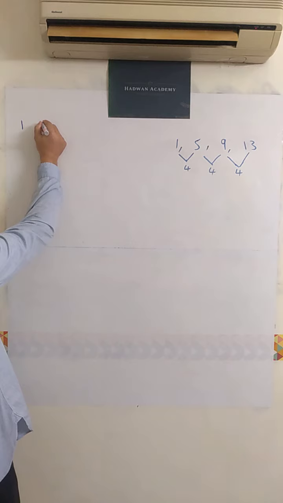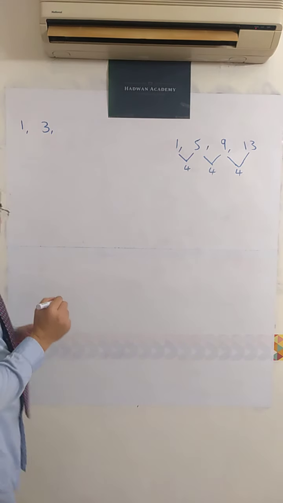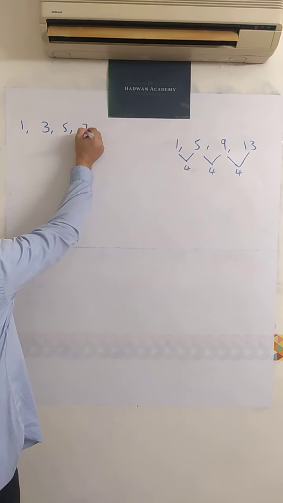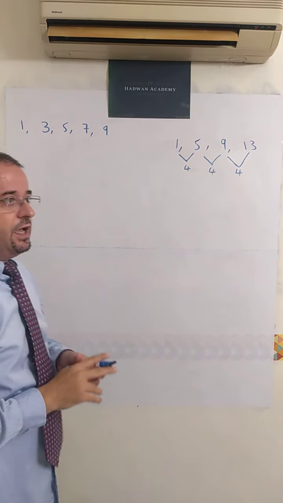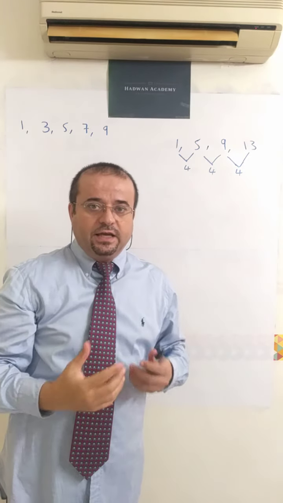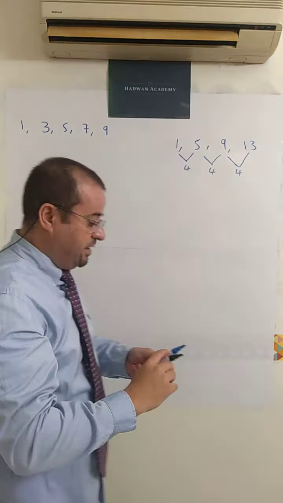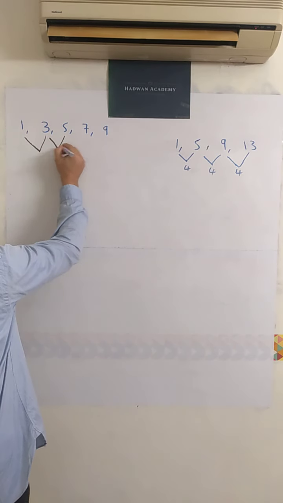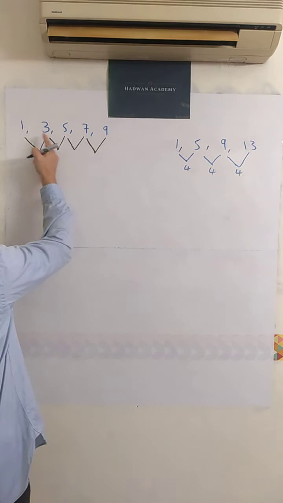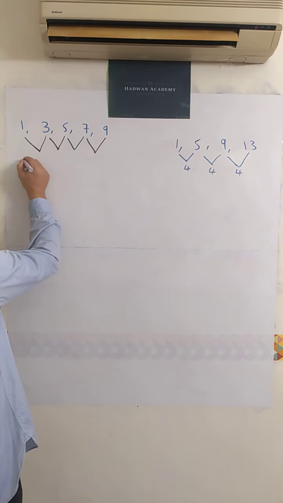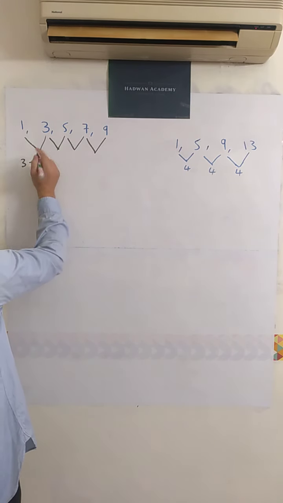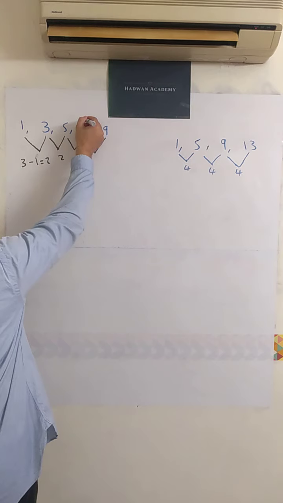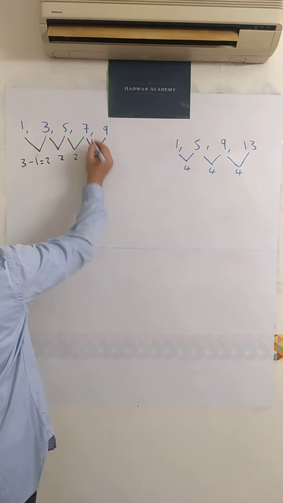I'll take this sequence here: 1, 3, 5, 7, and 9. How can I find the nth term for this sequence? First step, you have to subtract. 3 minus 1 gives me 2. 5 minus 3, 2. 7 minus 5, 2. 9 minus 7, 2.